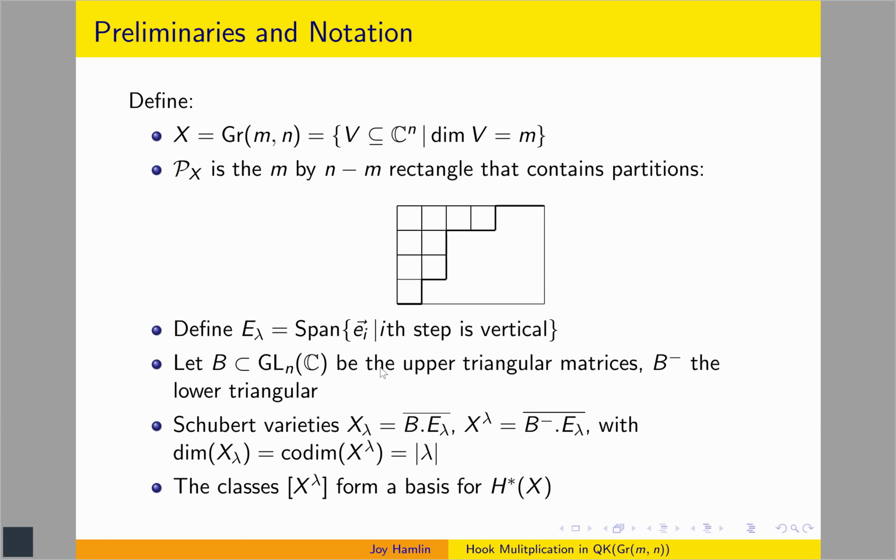I'll write B for my Borel subgroup of upper triangular matrices and B minus for the lower triangular. Schubert variety notation: X lower lambda is the action of the upper triangular matrices on E lambda. X upper lambda is the action of the lower triangular matrices. This notation choice gives us the dimension of X lower lambda equals the codimension of X upper lambda equals the number of boxes in lambda. And with square brackets, those represent the classes that form a basis for the cohomology.